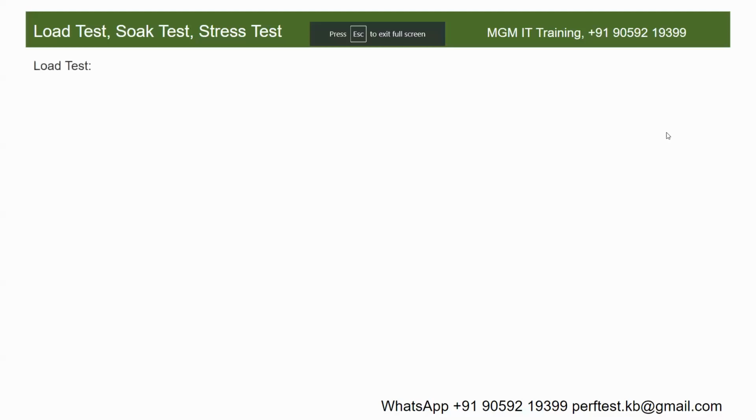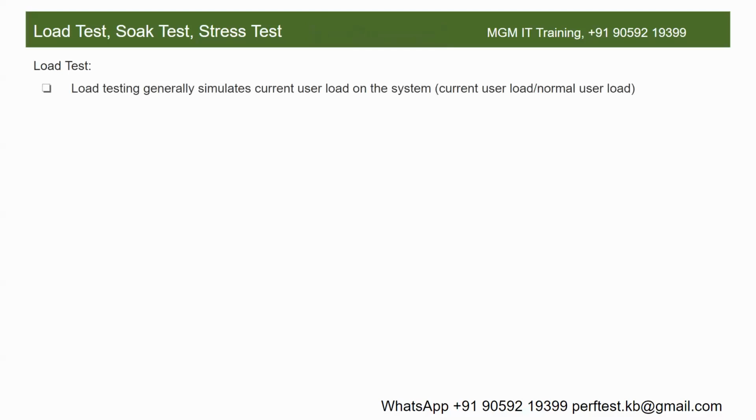Yeah. So the first and foremost type of performance testing is load testing, right? As I said, we do load testing by simulating the current user load on the application. So we find out the current user load on the application, and we do this load testing with that current user load or normal user load. The duration of a load test will generally be 1 to 2 hours.